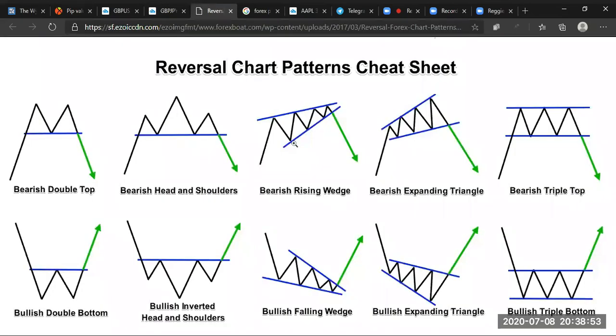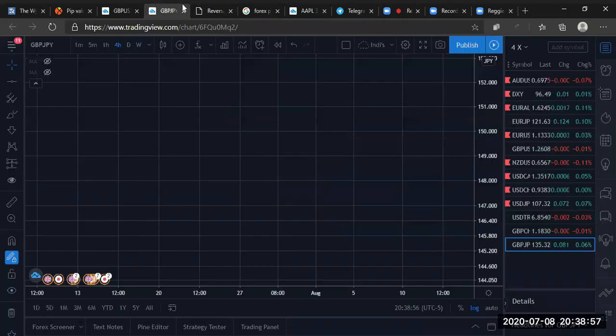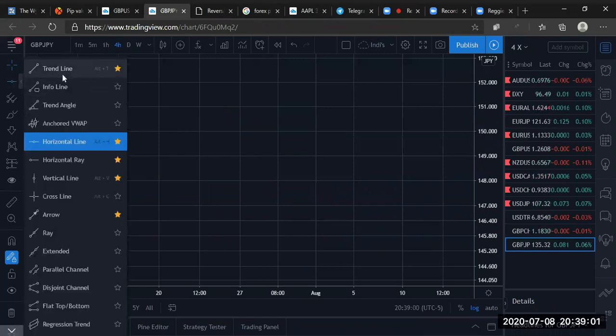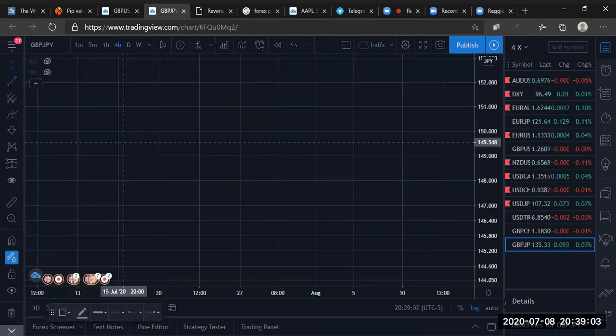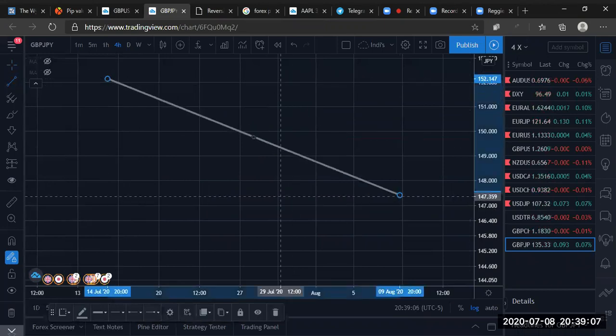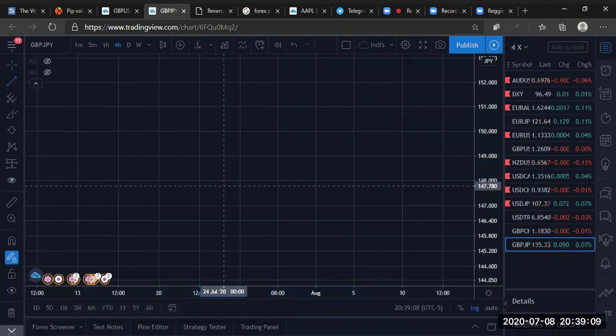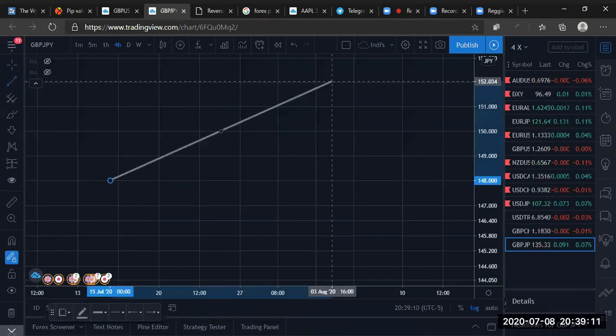What was the next one? Bearish wedge and bullish wedge. Let me do bullish wedge. That's one that's pretty common. So this is a trend line. If you see a trend, you can use this to identify what trend is going. That's a downtrend. This is an uptrend.